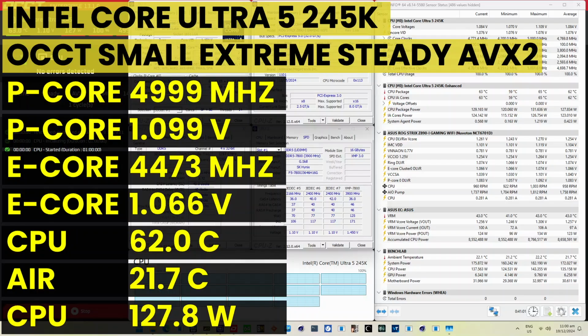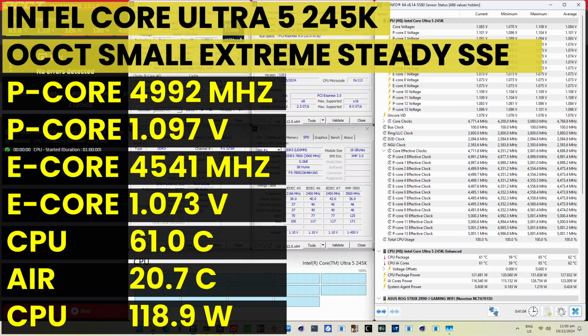When running the OCCT CPU AVX2 stability test, the average CPU P-core effective clock is 4999 MHz with 1.099 volts. The average CPU E-core effective clock is 4473 MHz with 1.066 volts. The average CPU temperature is 62 degrees Celsius, and the average CPU package power is 127.8 watts.